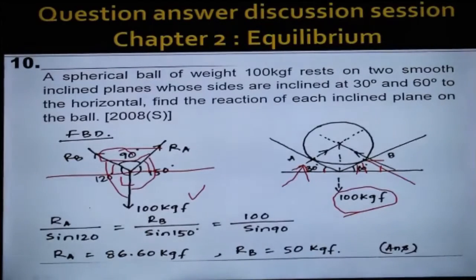So you use Lami's theorem. Already you know what Lami's theorem is. RA by sin 120, RB by sin 150 equals 100 by sin 90. So you get the value of RA as 86.6 and the value of RB as 50.